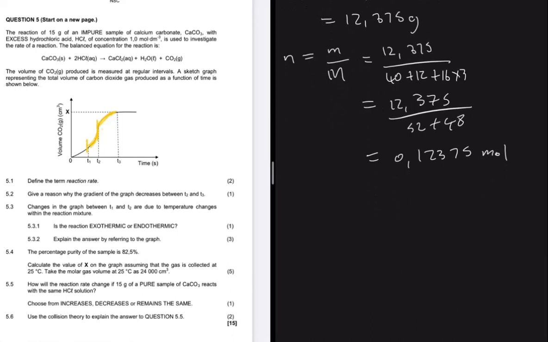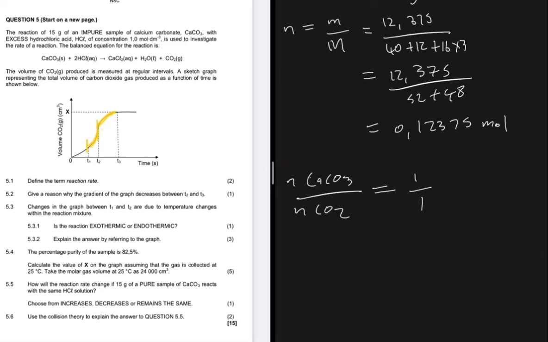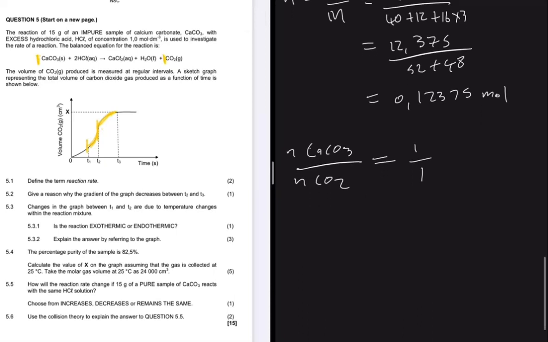And now we can relate the number of moles of calcium carbonate to the number of moles of CO2 using our balanced equation. We know that the number of moles of the calcium carbonate divided by the number of moles of CO2 will equal 1 divided by 1, with 1 being the balancing coefficient in our balanced equation. We don't see a number, but we know that we have 1 there on calcium carbonate, and on CO2 it is also true.